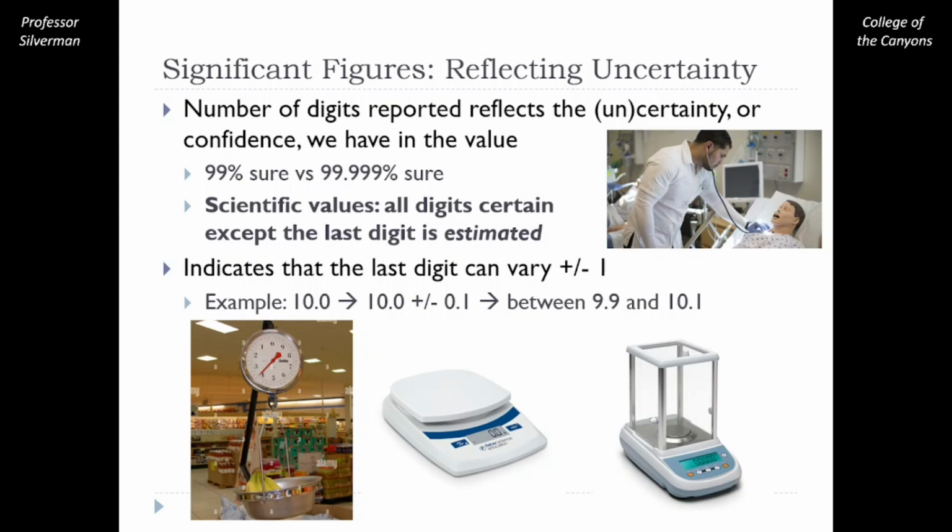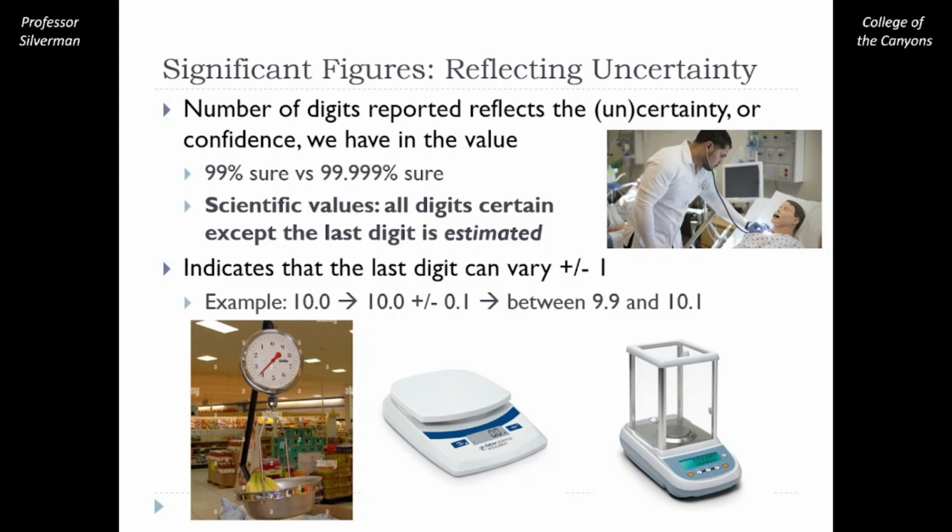Our example at the top right is a doctor. You go to two different doctors and one says he is 99% sure that you don't have cancer. The other says that she is 99.999% sure that you don't have cancer. Which doctor do you trust more? Well, it seems like the second doctor is much more certain.